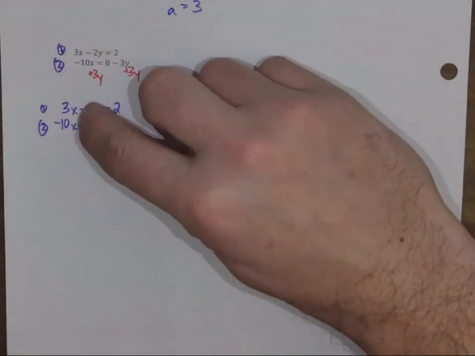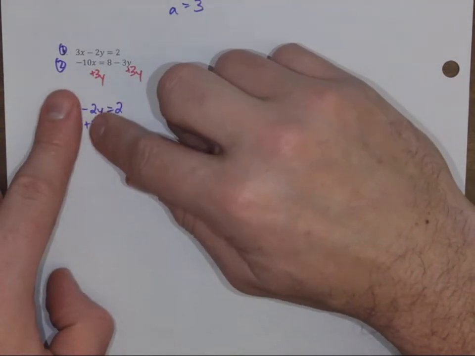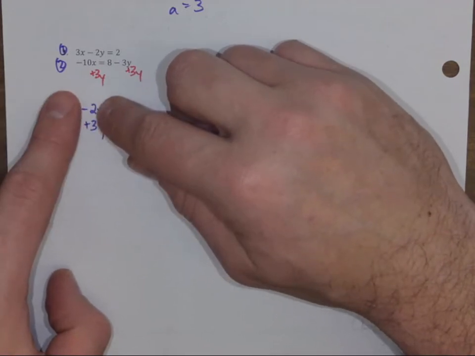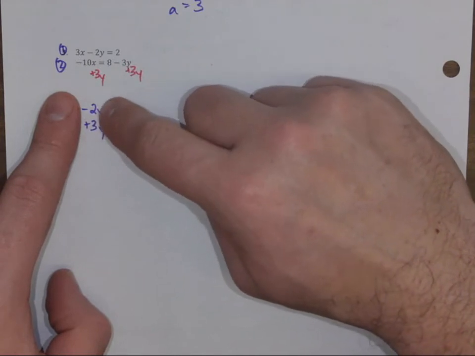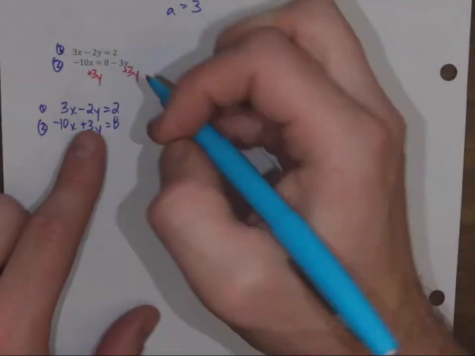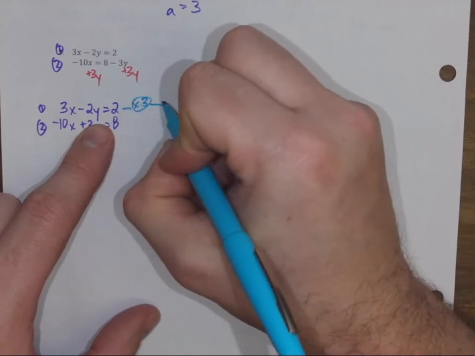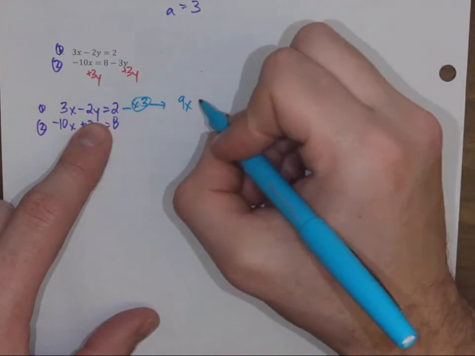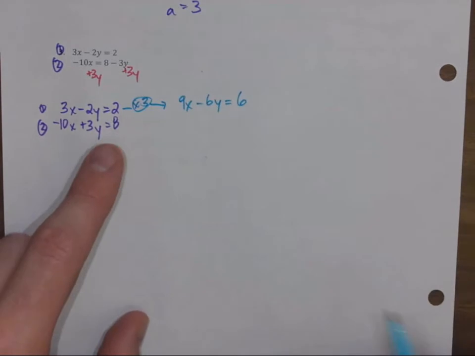Now I can either eliminate the x's or the y's. I'm going to do this because they're opposite signs. Well, those are opposite signs too, but let's do this. What happens if we have to multiply both equations? So I look at a number that both 2 and 3 go into. 2 times 3 is 6. So I'm going to do this top equation, equation 1 times 3. 3 times 3 is 9. Negative 2y times 3 is negative 6y. And 2 times 3 is 6.